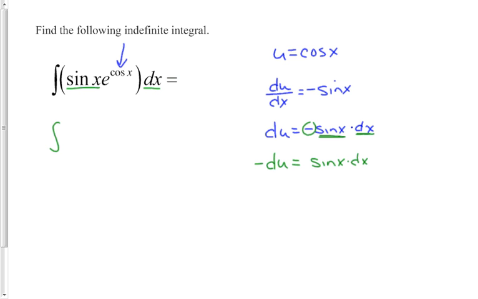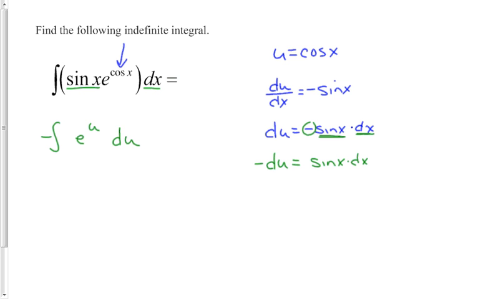I'll have the integral, and in place of the sine of x dx, I'll have to have the negative du. Okay, and then the sine of x and the dx are out of there, and then I'm just left with e raised to the u. So that whole problem, I'll get that a little closer there.